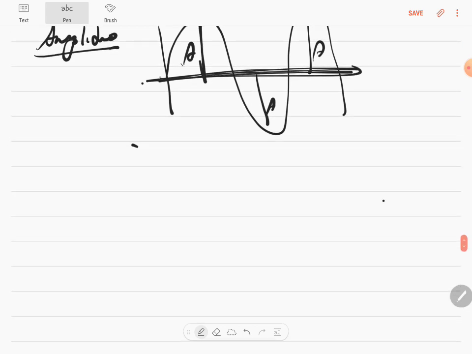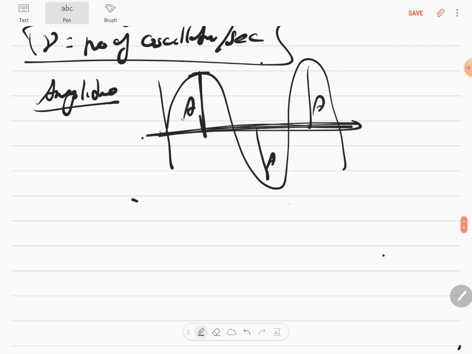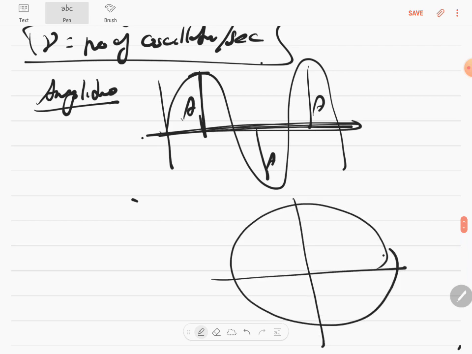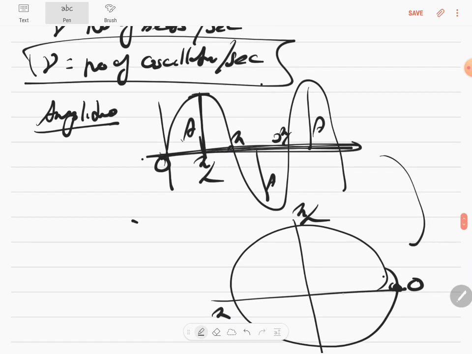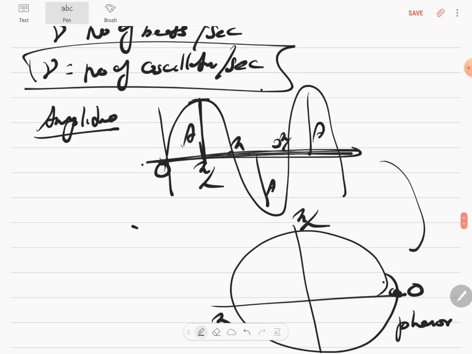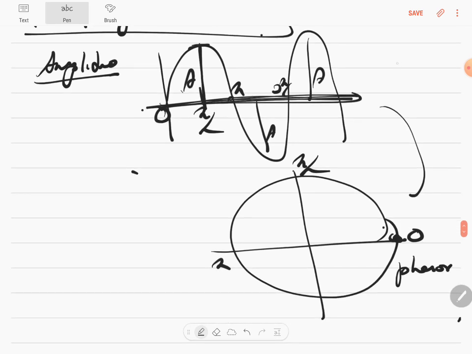The same wave, a sine wave, can also be represented as a rotational motion because sine 0 is 0. Sine 90 is 1 and this is 90. This is pi, and this is pi by 2, 3 pi by 2. Can you see? This is called a phasor diagram. And this is called the wave, sine wave or cos wave. You can represent it like this or also like this.